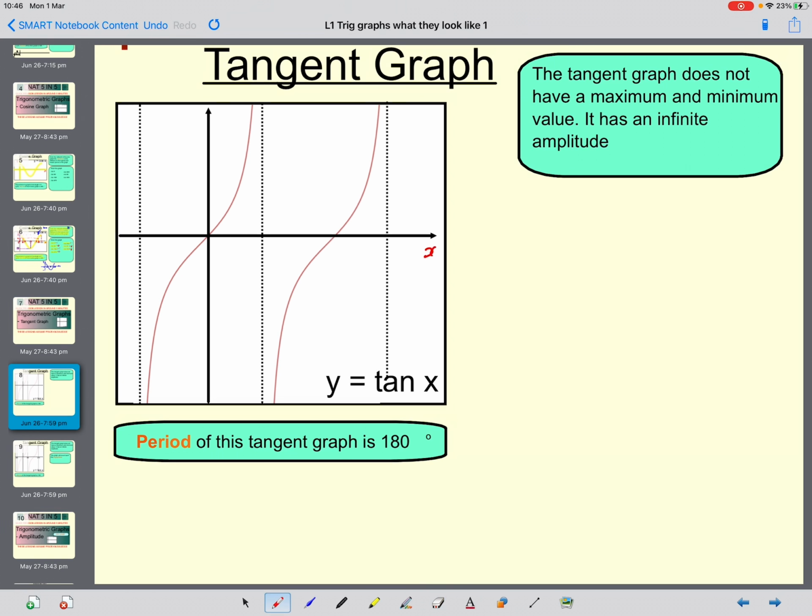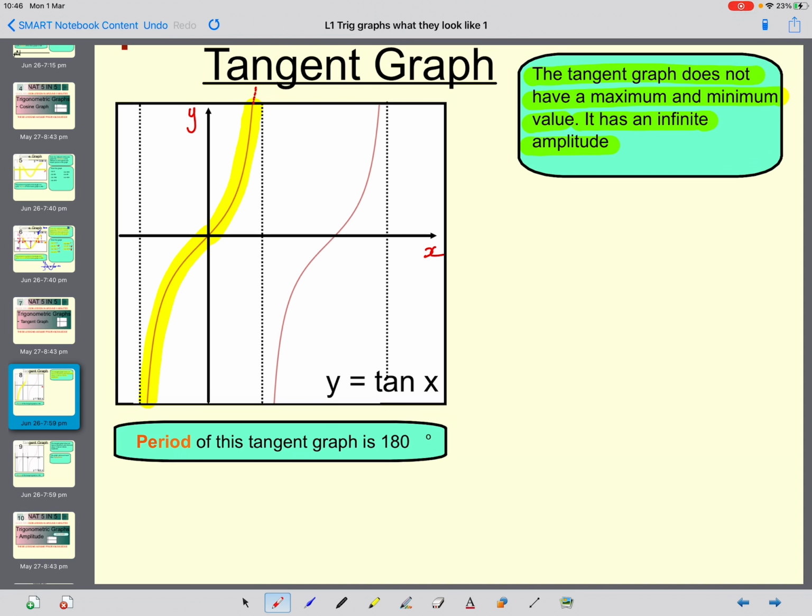So this is your x-axis and your y-axis. You can see that from the zero, half of it gets drawn. I've just shown you on the other side what it looks like. So that would be a full tan graph and it keeps going. The tan graph does not have a maximum and minimum value. It has an infinite amplitude. So at this point here, it just keeps going and keeps going and keeps going.